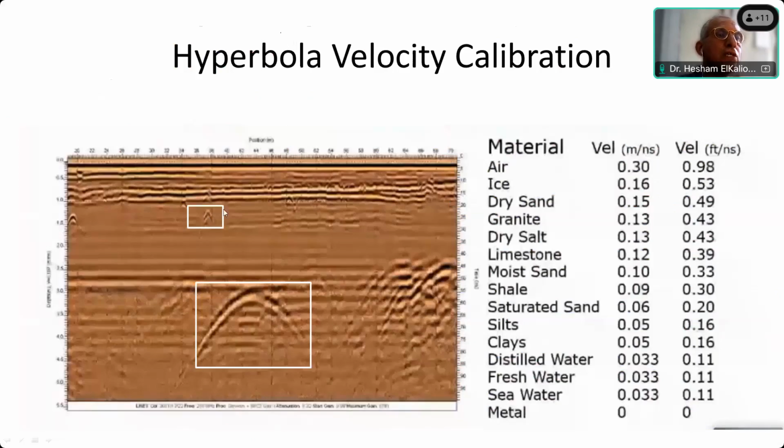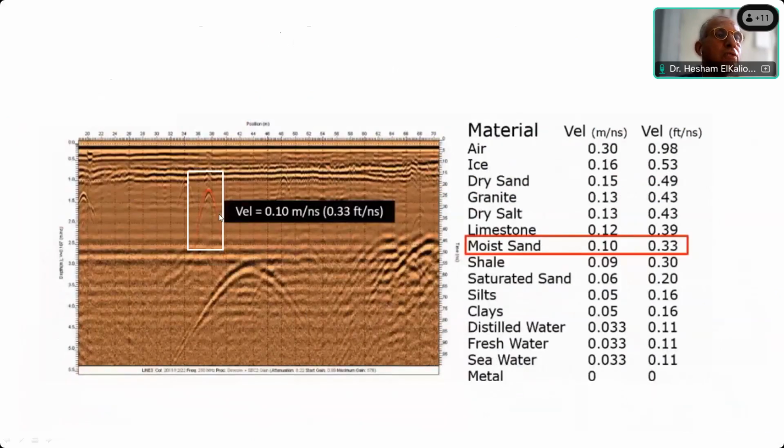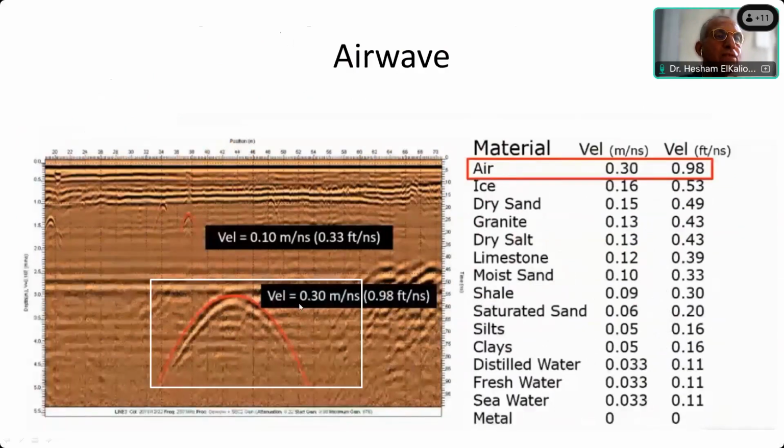If we try to fit this small hyperbola, we get a velocity of 0.1 meter per nanosecond. Then based on the geology of the study area, you can tell if it's sand or moist sand. You can interpret it based on the geology of the subsurface materials. If you try to fit the lower one, you find that the velocity here is 0.3 meter per nanosecond. Actually, this velocity is the air velocity. So this tells you that this hyperbola is not coming from the subsurface.